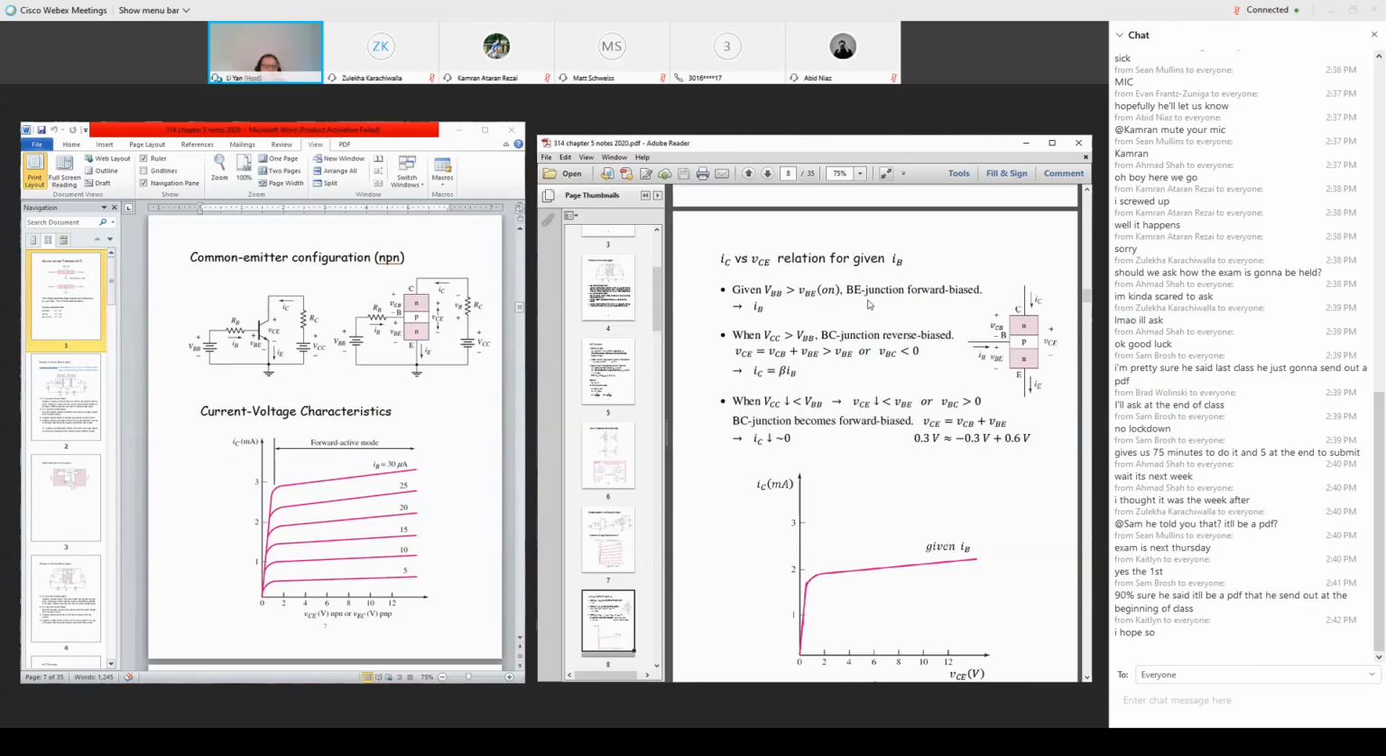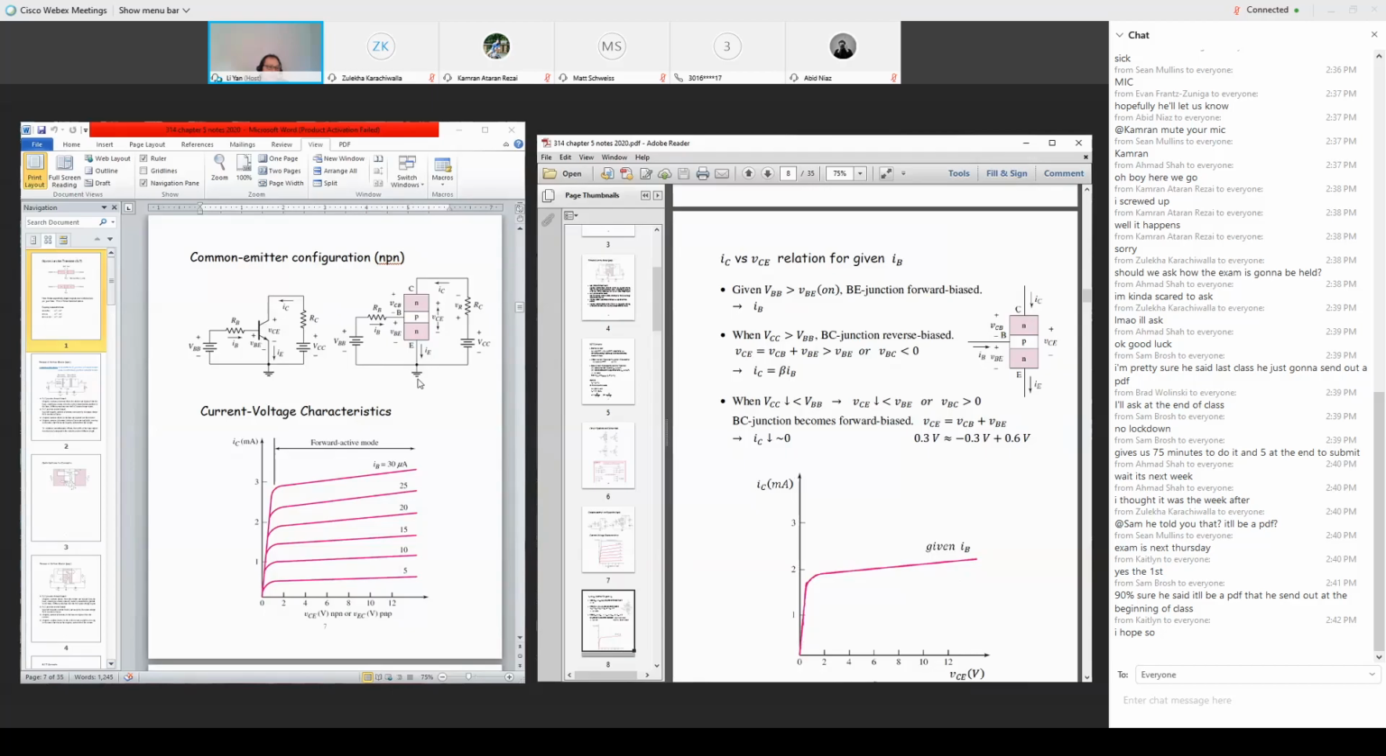Once forward biased, you create a base current. That BE junction is on. You create a base current, this current. Okay. Let's say that between the base and emitter is forward bias. And how do we create a reverse bias between the base and collector?